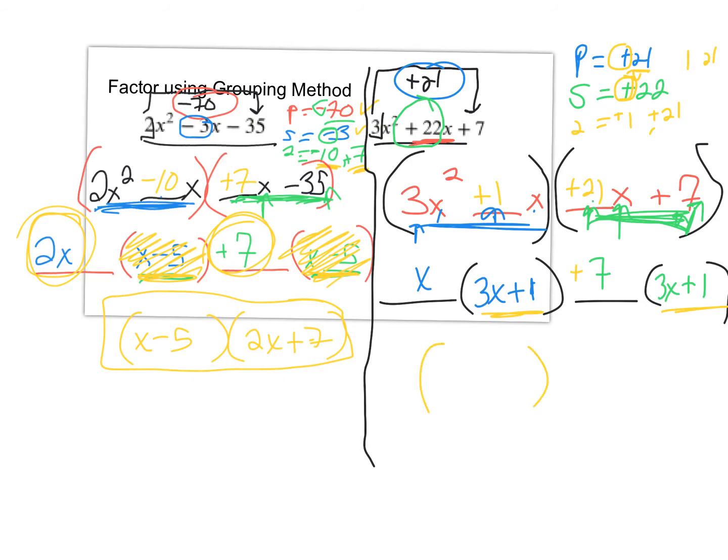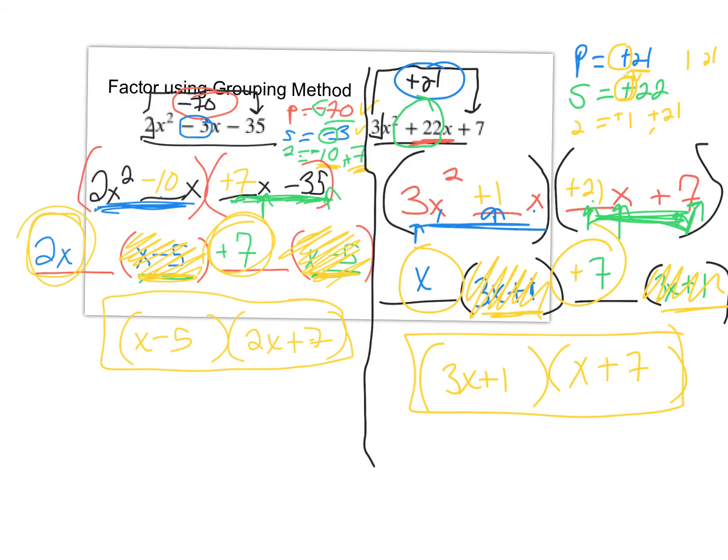All right, so let's set up our parentheses. Okay, our lead term, 3x plus 1. Get rid of those. Second parentheses, all the garbage left over, so x plus 7. And there you have it. It's all done. All right, let's move it on.